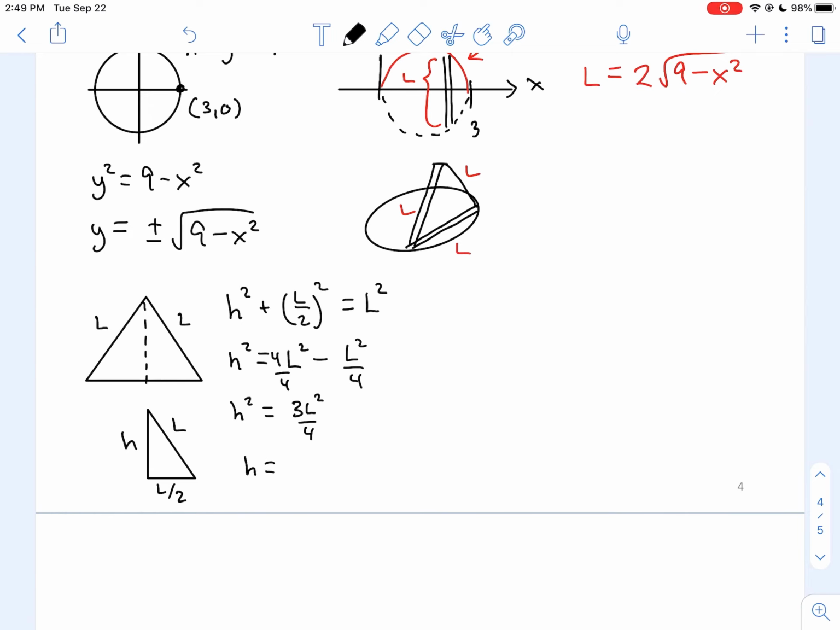So we get H is equal to, and when you square root all of that, you get a square root of the 3, the L squared, and the 4 separately. There's going to be an L involved, there's going to be a radical 3 involved, and all over 2 too.